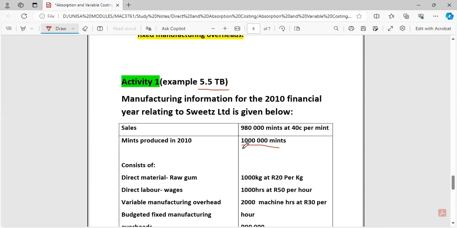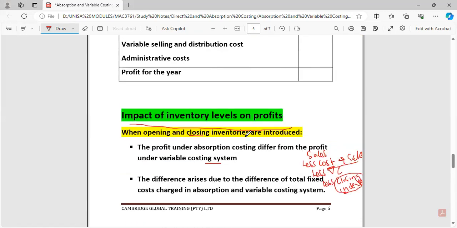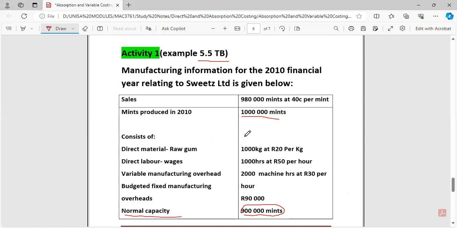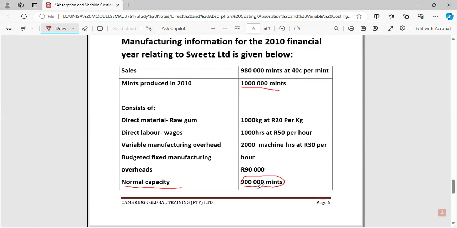Okay, so when you are calculating your value of closing inventory, there are so many ways of calculating it. Let me show you the easier way. What you want here is the cost per mint. So these are the mints which were produced. You divide the cost of production by them to get the cost per mint, then you multiply by the number of the closing inventory.